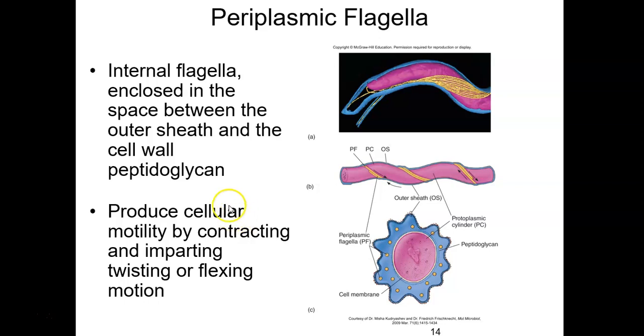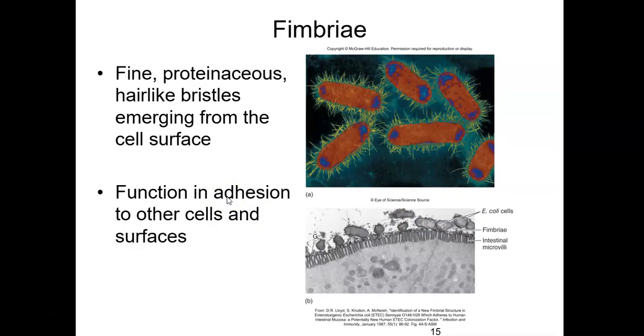So we've kind of already talked about this. The fimbriae are these hair-like bristles that are located on the external portion of the cell. And again, their sole job is for adhesion and adherence to other cells and other surfaces.